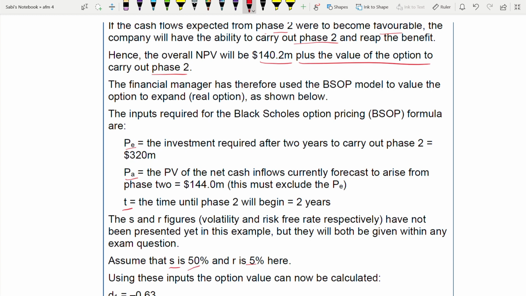S is 50% and R is 5%. In this example they didn't give it, but here they are giving you the figure. Let's assume the standard deviation is 50%, R is 5%. They will give it in the exam, don't worry. And time is 2 years. You already need to work out PE and PA. What is PE? Exercise price will be the investment required after 2 years to carry out phase 2. That will be 320.